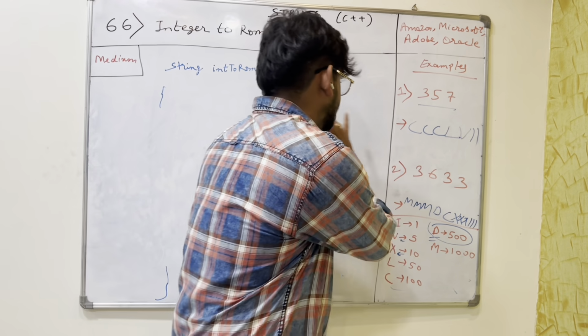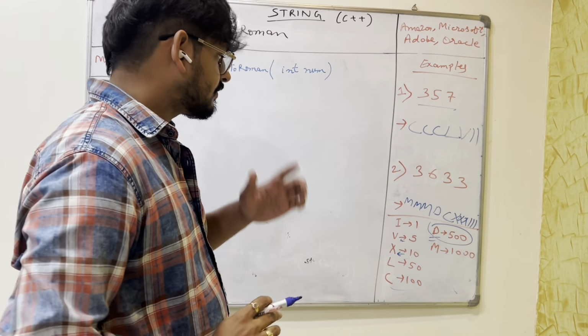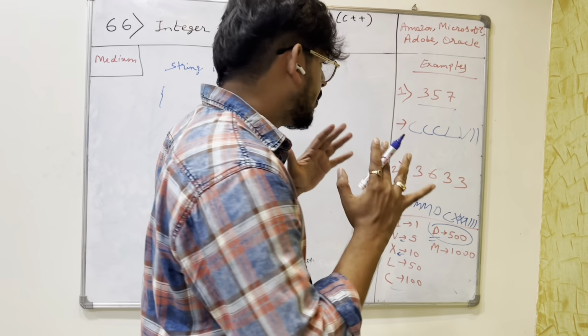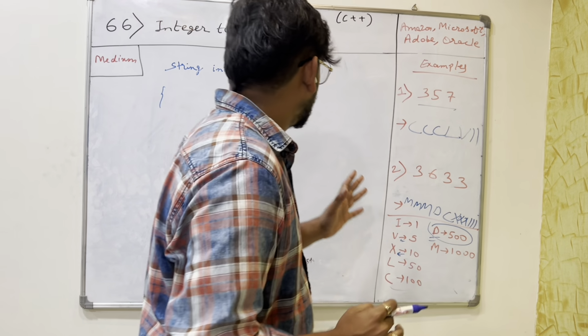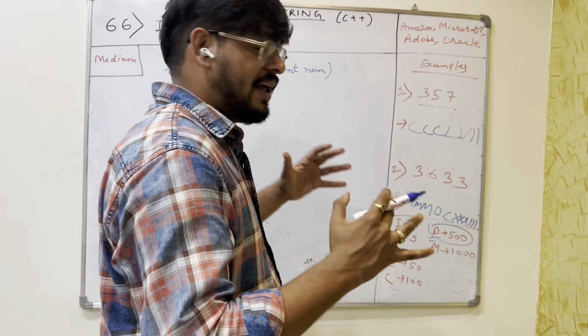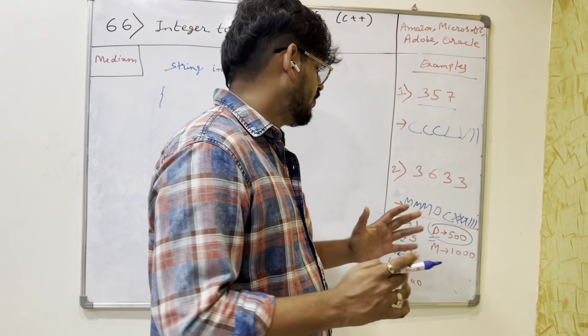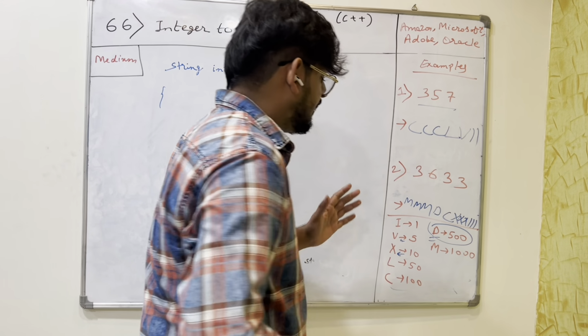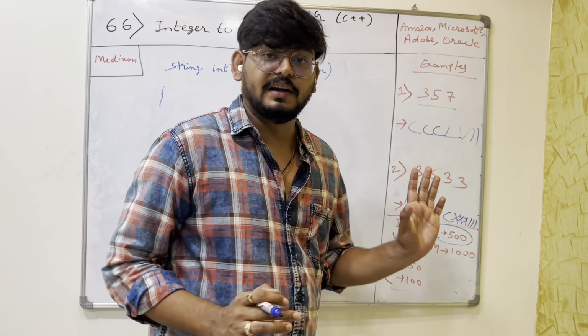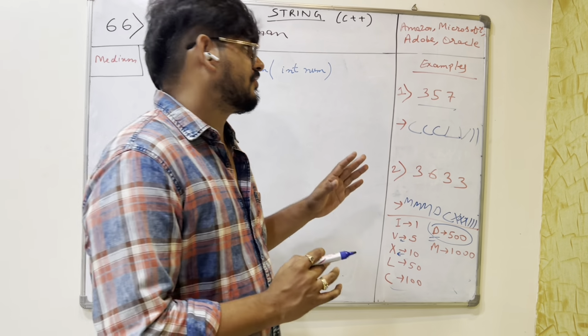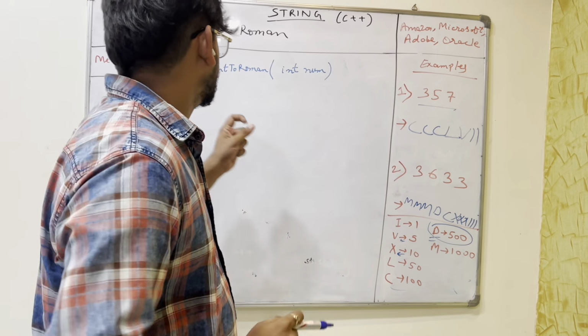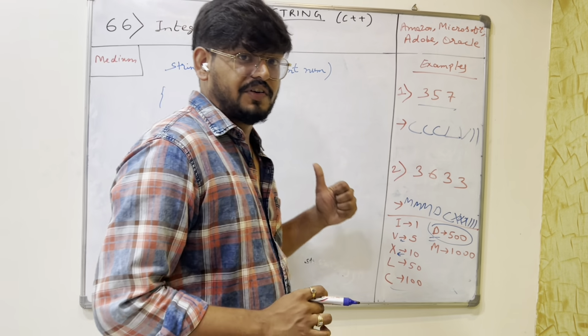But how do we solve this? How do we program this? In the earlier example, we took a map and converted the Roman values to their integer values, right? We saw this mapping, and the intuition was different, right? So you can see the previous 65th video to understand that question.